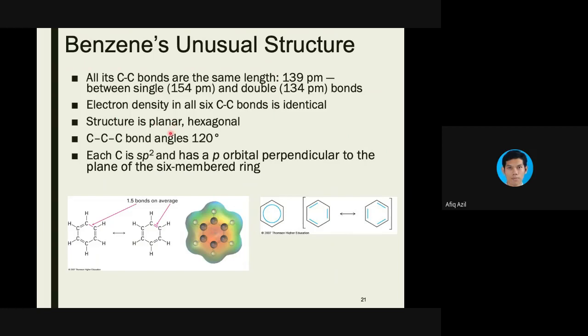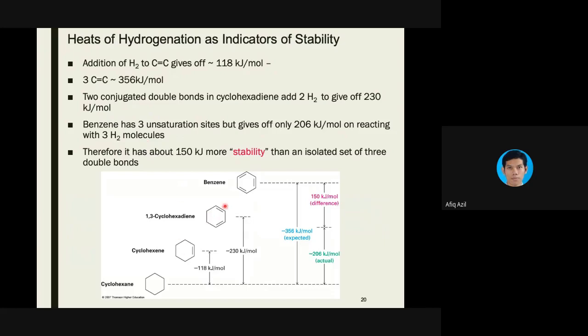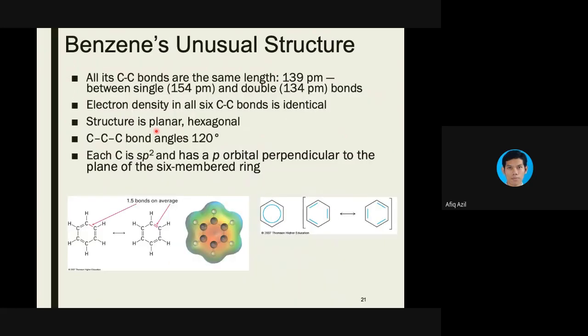Then the structure is planar. Okay, unlike these two, this is not planar. The structure is planar and all of the CC bond angles are 120 degrees. Each of the carbons is sp2 hybridized and has a p orbital perpendicular to the plane. If you see it like this, then the p orbital is sticking out from the screen since it is perpendicular.